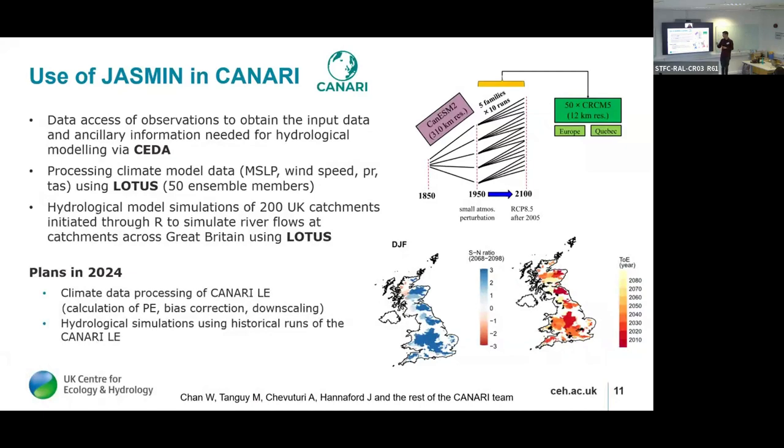And thirdly, I'm using JASMIN to run hydrological simulations over catchments in the UK. This is initiated through R on JASMIN to simulate river flows and parallelized through the LOTUS cluster. An example of this is shown on the maps in the bottom right. So the headline from this is we're looking at the impacts of climate change on winter river flows in the UK, and the blue there shows the flooding episode we've seen just this past month. We're looking at the impact of climate change on hydrological extremes, and trying to see whether we can use these flood and normal data to gain a better understanding of hydrological floods and droughts.